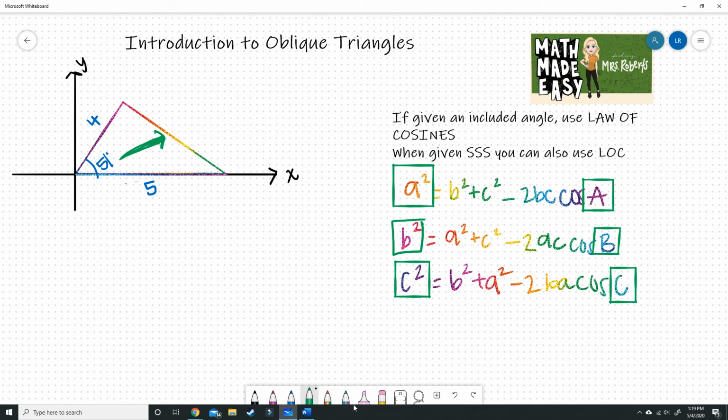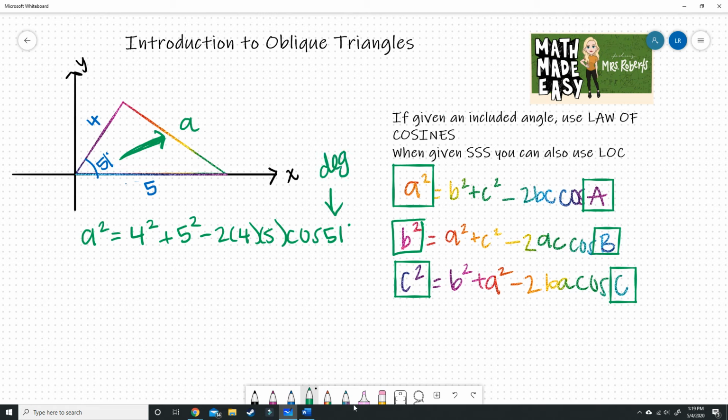In this particular triangle, we have not labeled A, B, or C, but because this is an included angle, we can say that we are searching for A. So A squared equals B squared, which is 4 squared, plus C squared, which is 5 squared, minus 2 times 4 times 5 times cosine of 51 degrees. This is in degrees, so when you plug this into your calculator, it must be in degree mode.